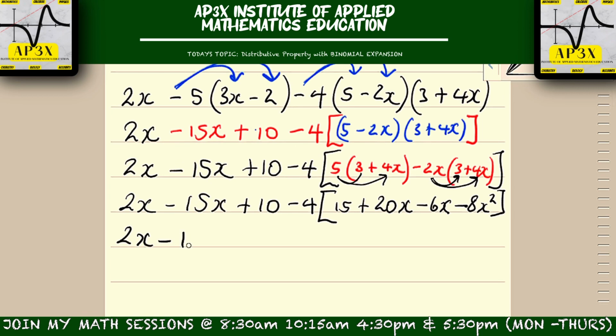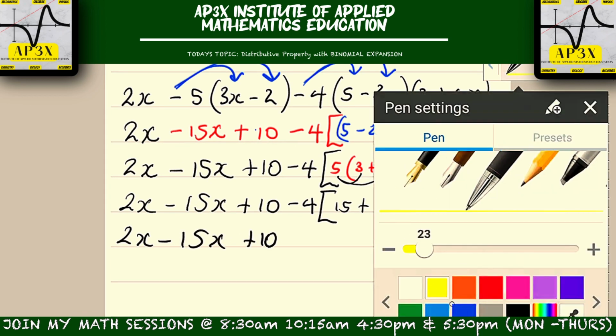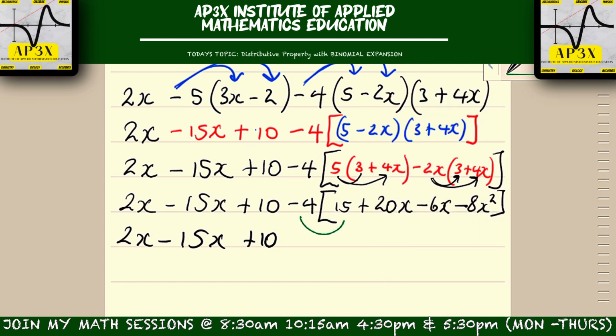Say here we have 2x take away 15x plus 10. We're then going to distribute, say here, the minus 4 here and here, here and here. Okay, let's do that a little bit better, a little bit untidy. So let's clean that up. Minus 4 times 15, minus 4 times 20x, minus 4 times minus 6x, minus 4 times minus 8x squared.